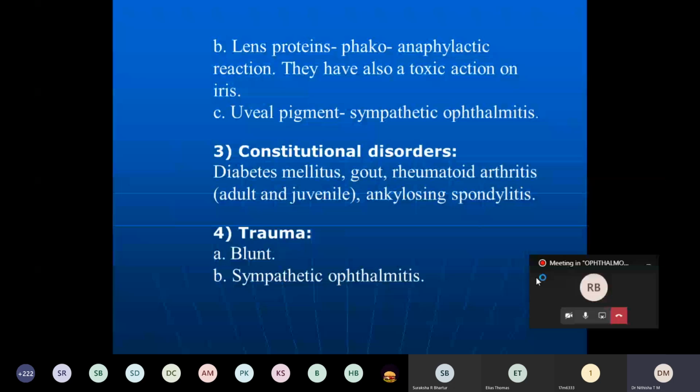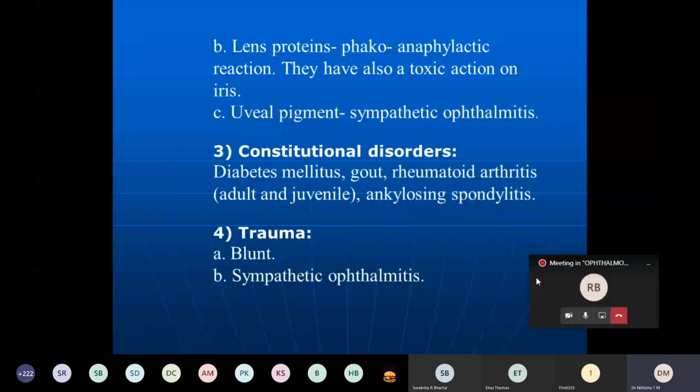Third is uveal pigment. It causes sympathetic ophthalmitis, due to injury. Say there is iris prolapse and you have sutured it along with the iris involved. Because of the sensitization of uveal pigment, there may be sympathetic ophthalmitis, which is nothing but a type of panuveitis. This sympathetic ophthalmitis, I'll deal with it later.